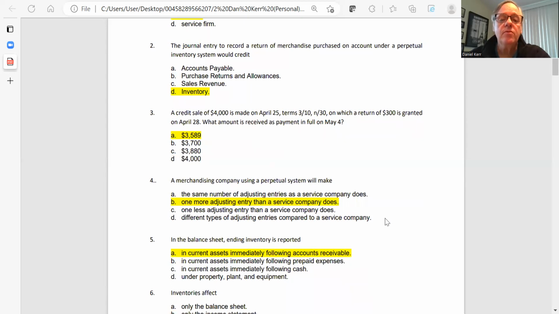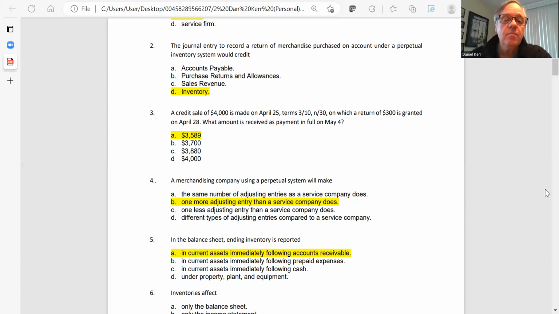Number 4, a merchandising company using a perpetual inventory system will have one more adjusting entry, so you have to correct the balance of the inventory account at the end of the period. Service enterprises will not have an adjusting entry to adjust the inventory. Merchandising companies will. Any retailer is going to have an additional one. Anytime you buy and sell goods, you're going to have to adjust the inventory at the end of the period. A service organization would not have that. So the answer there is B.